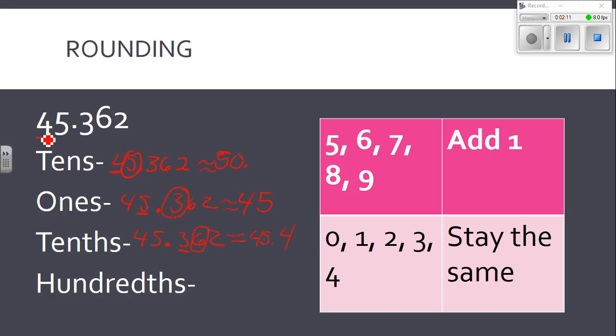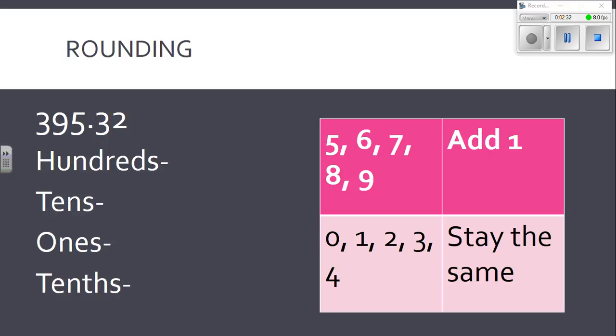And then our last one, I'm going to use this one up here because I really don't have enough space to write it. So I'm going to underline my 6 and underline my hundredths spot and circle my thousandths spot here. And where is that 2? Downstairs, which means it's going to stay the same. That means that 6 is going to stay the same, so we end up with 45.36.